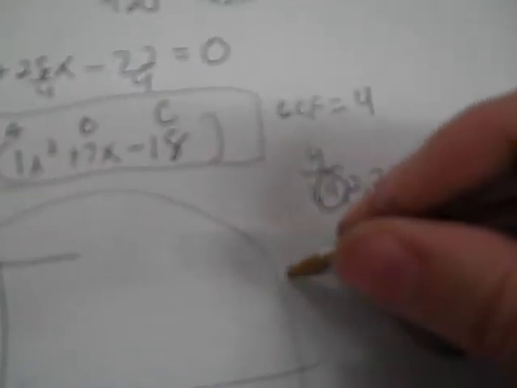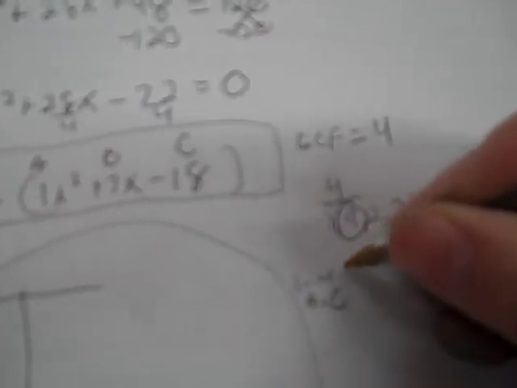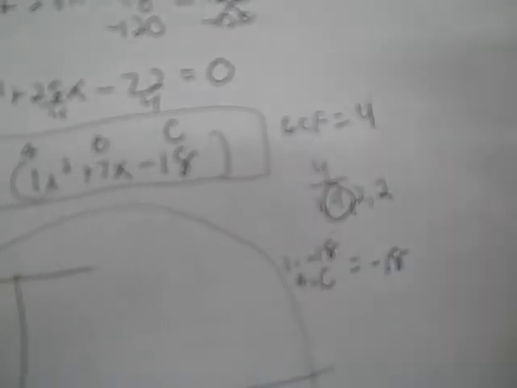So A times C, we're going to be taking 1 times negative 18, and that's negative 18. So the difference needs to equal 7. No. 9 minus 2 is, there you go. And A equals 1. Okay. Plus 9 minus 7. So you got a 4. But the 4 has no x, so we're ready to solve.